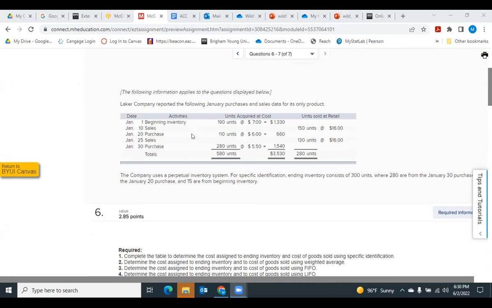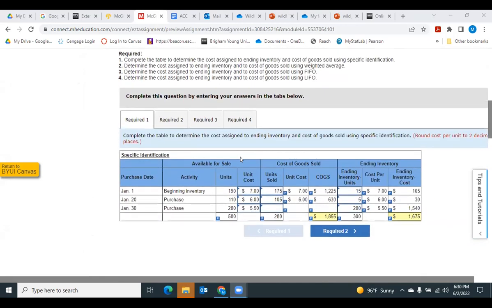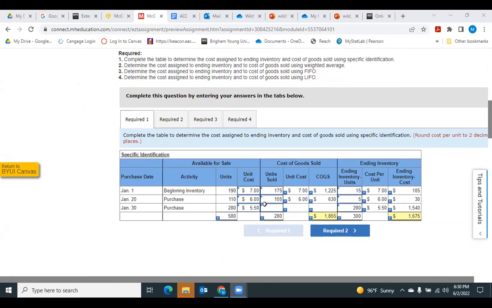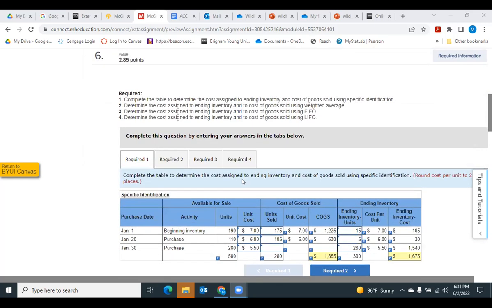So it says, for specific identification, ending inventory consists of 300 units where 280 are from January 30 purchase, five are from the January 20th purchase, and five are from the beginning inventory. So then we're just going to set this up and say, okay, our beginning inventory was 190 units that cost us $7. So if our ending inventory only has 15 from the beginning inventory, then we must have sold 175 of those.